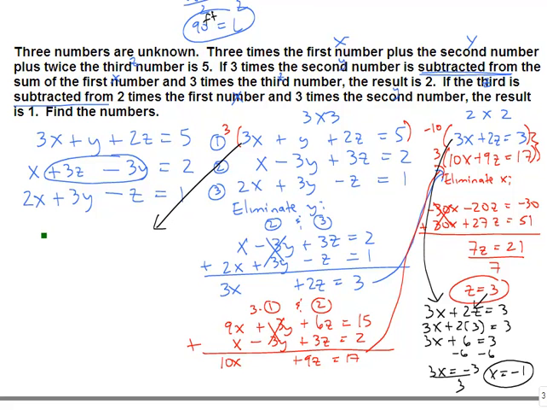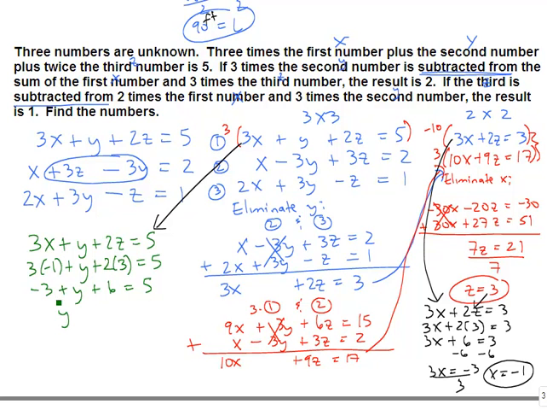I'm going to recopy it, and I'm going to substitute in x. We know x was negative 1. We don't know y yet, so leave it as y. And z was 3, so I'm going to substitute in 3 for z. So we get negative 3 plus y plus 6 equals 5. Adding like terms, negative 3 plus 6 is 3. And if I subtract 3, we get y is 2.